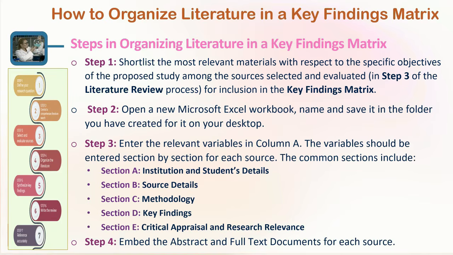The first step in organizing literature in the key findings matrix is to shortlist the more relevant materials with respect to the specific objectives of the proposed study among the sources that were selected and evaluated, which is the third step of the literature review process, for inclusion in the key findings matrix.